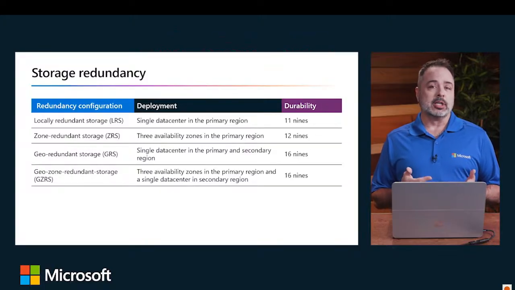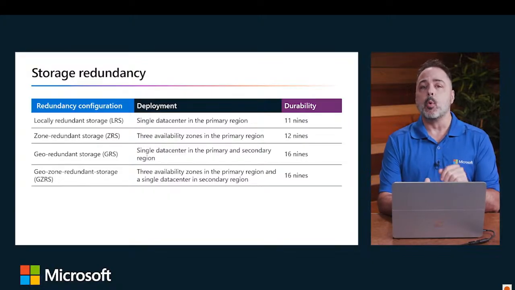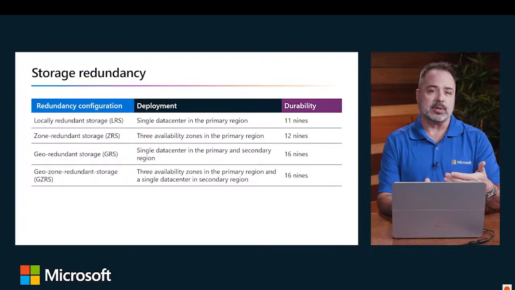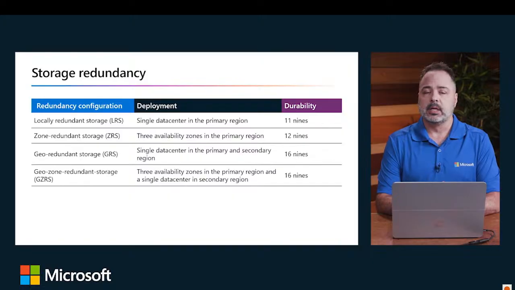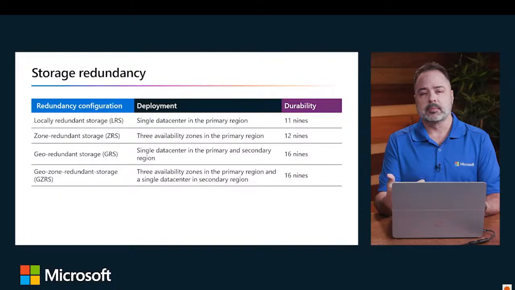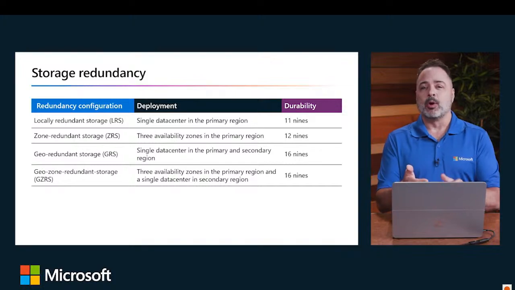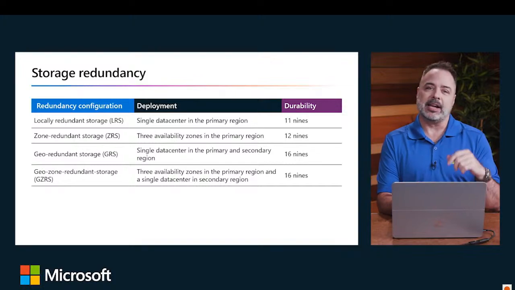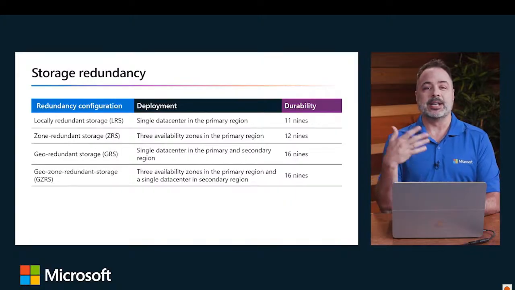Geo-redundant storage, or GRS, replicates your data to a secondary region more than 300 miles or 500 kilometers away from the primary region where your data was originally written. This ensures that your data is protected against regional disasters. Geo-zone redundant storage, or GZRS, represents the high availability provided by redundancy across availability zones, with protection from regional outages provided by geo-replication.